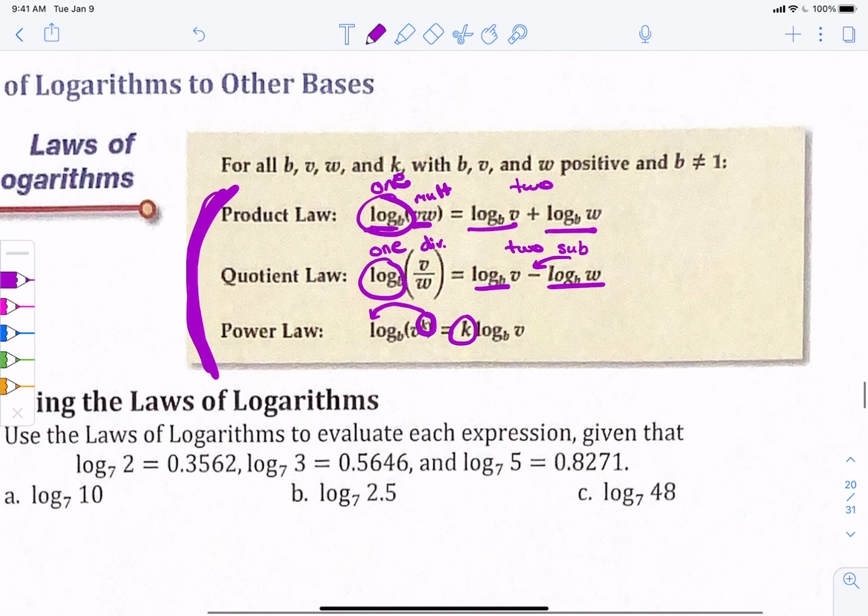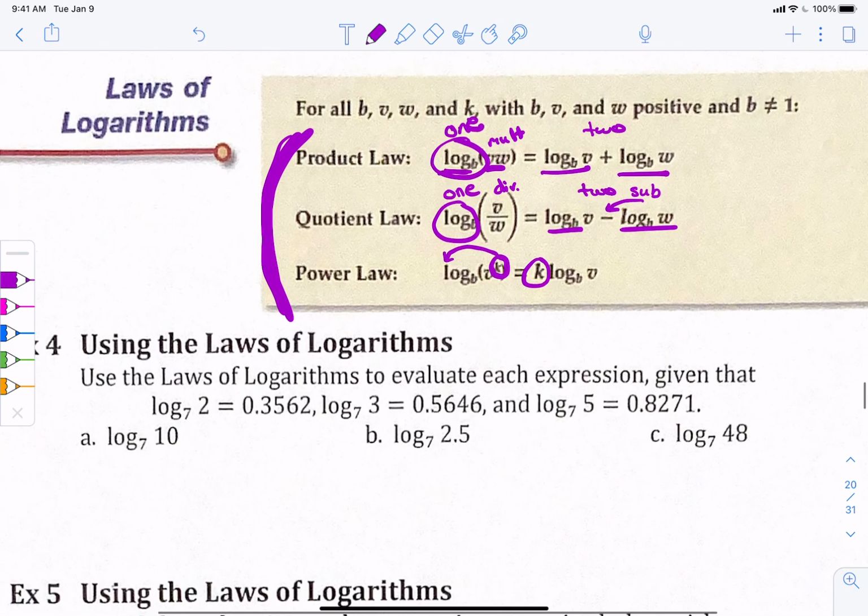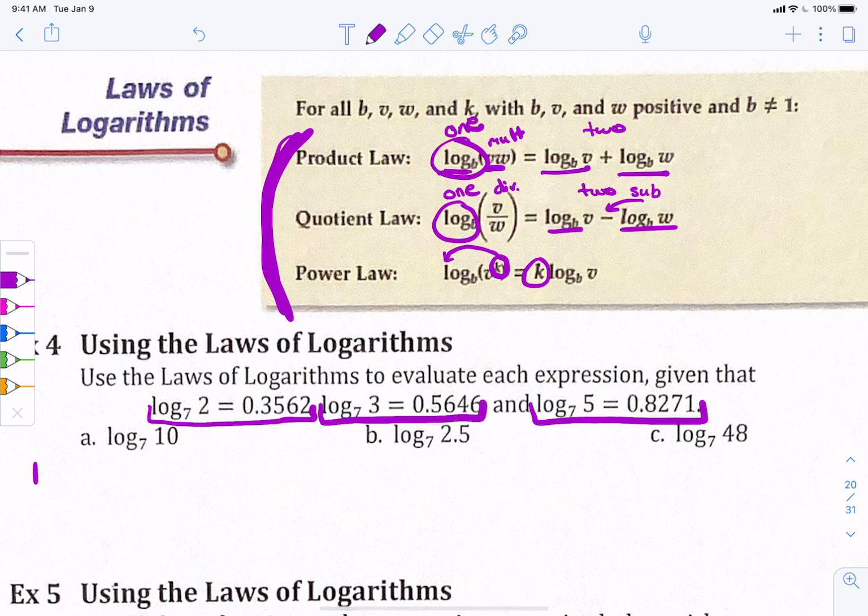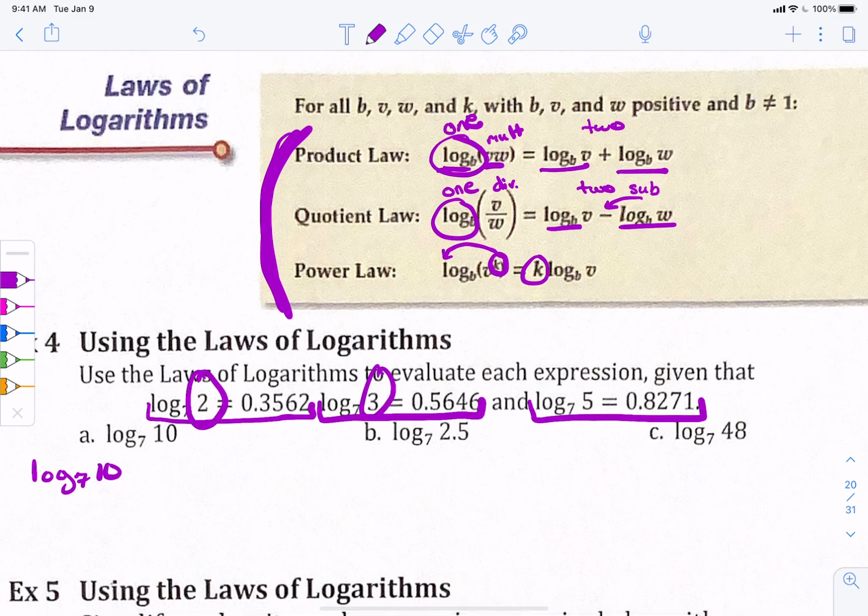Okay. Look at the stuff that we're given. We are given log base 7 of 2, log base 7 of 3, and log base 7 of 5. We will use some of those, maybe not all of them, when we are trying to find log base 7 of 10. So let's do that first. Log base 7 of 10. How can I come up with 10 if I know 2, 3, and 5? 2 and 5. So I'm going to do log base 7 of 2 times 5.